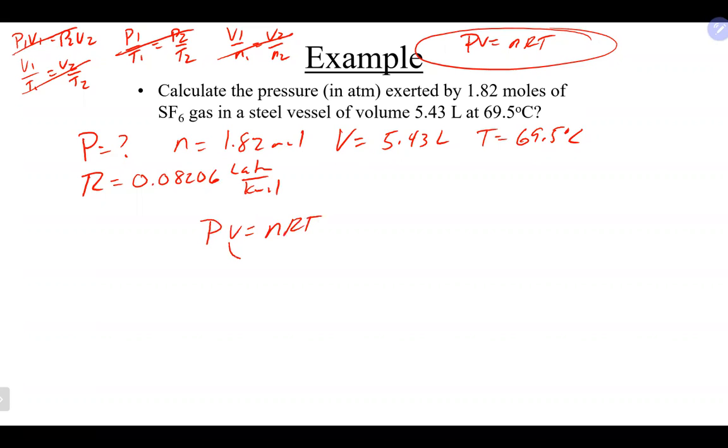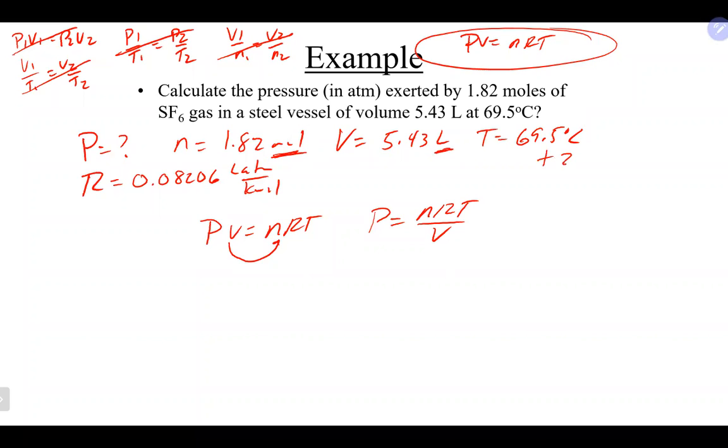We're going to solve for P. So we're going to send V to the other side by dividing by V. That gives us P is equal to nRT over V. We need to look at units. Our moles are already in moles, so that's good. Our volume is in liters, so that's good.